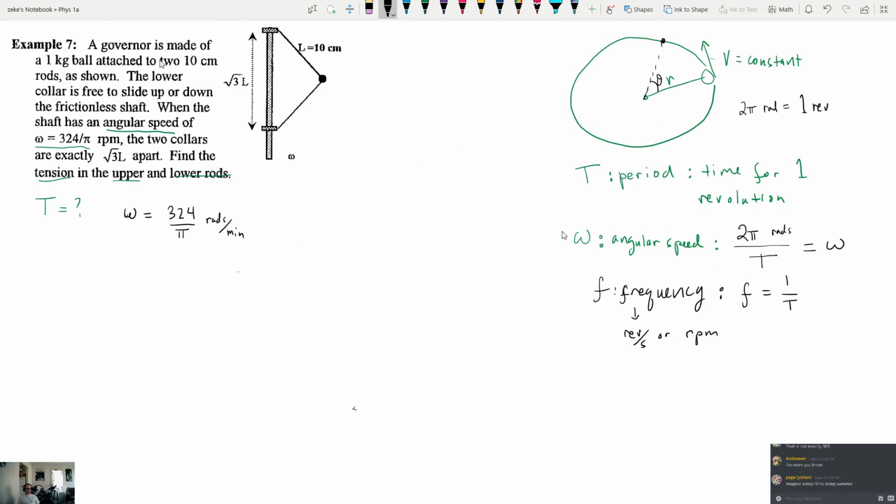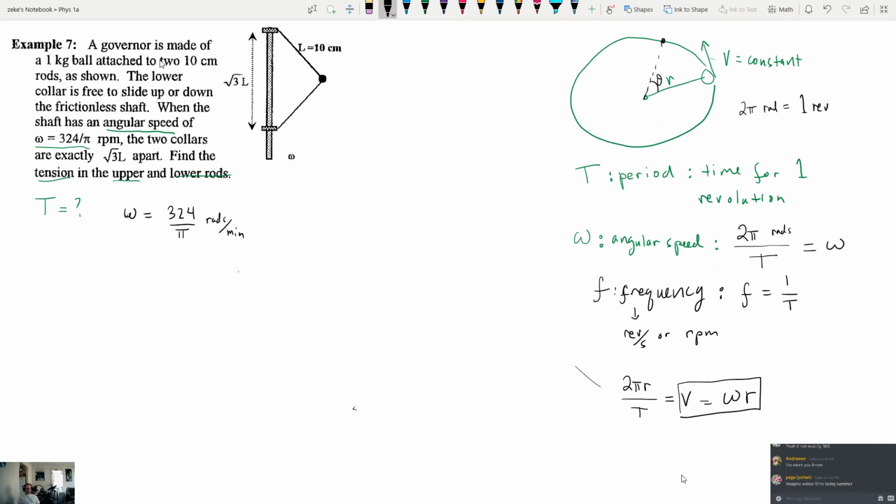Now, we can make some connections. I didn't make all the connections here between velocity and all of these topics because we know that the circumference of the motion is 2 pi r, and the period of the motion is T. So this allows us to find what the velocity is equal to: 2 pi r divided by T. And since 2 pi over T is equal to the angular speed omega, we can say omega times r is equal to the velocity.